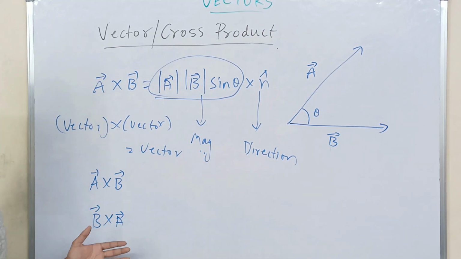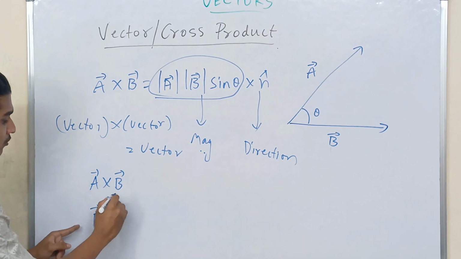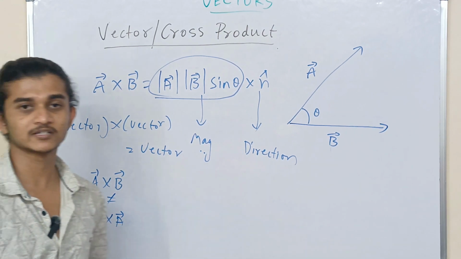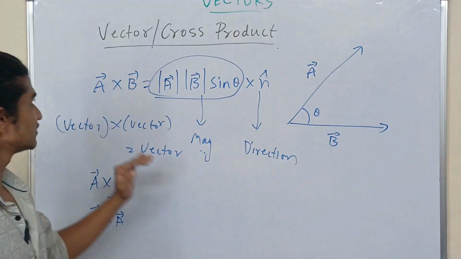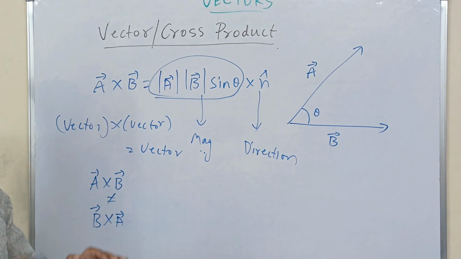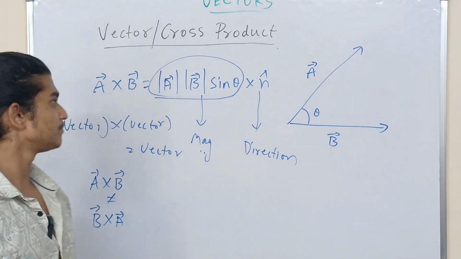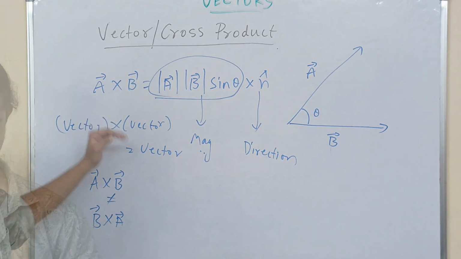So from this you can also conclude that a cross b is not equal to b cross a, because the direction of the vector is totally different, even though the magnitude is the same. This is the fundamental of vector cross product. Now let us see through an example how we can find the cross product.